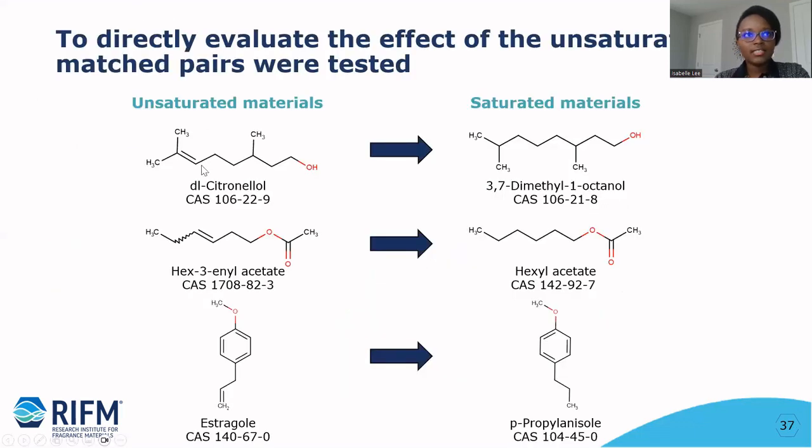So on the curated data set, we had unsaturated materials that contained the vinylenes and the vinyl groups that were tested along with their saturated counterparts. So for example, here you have citronellol that had dimethyl 1-octanol as its counterpart, hex-3-enyl acetate with hexyl acetate as its counterpart, and estragole with propyl anisole as its counterpart. And we ended up testing 30 materials in total.